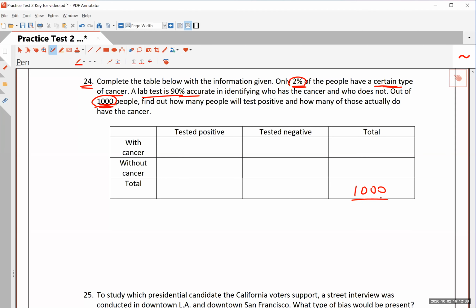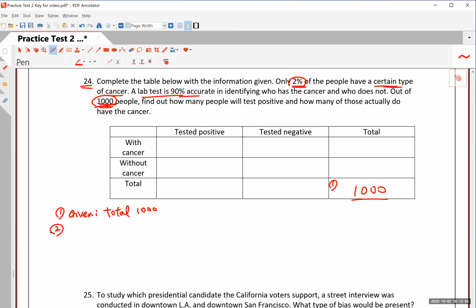I will probably give you the number to start with. So starting with 1,000, I'm going to list here, number one, this number is given. What is given? The total of 1,000 people. That number is given here, and then you find out the rest of this.